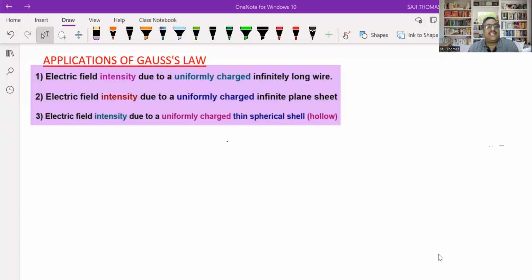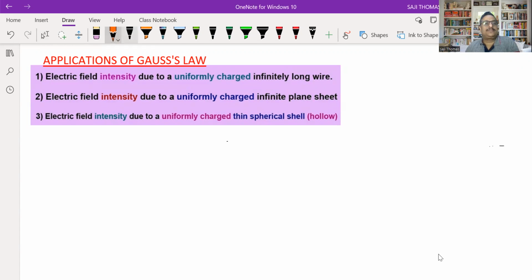Today we will do some applications of this Gauss's law. There are mainly three applications for us. First one is to find the electric field intensity due to a uniformly charged infinitely long wire. Second is to find the electric field intensity due to a uniformly charged infinite plane sheet. Third is to find the electric field intensity due to a uniformly charged thin spherical shell. We discuss the first application.